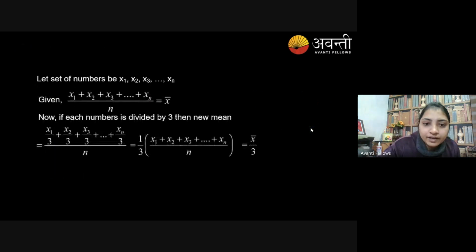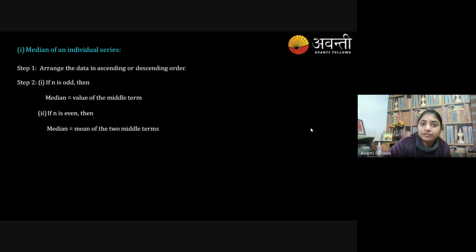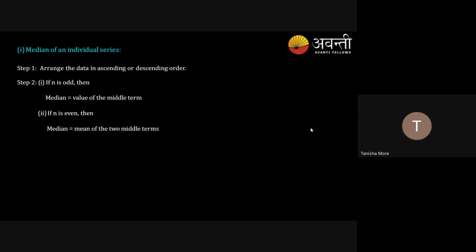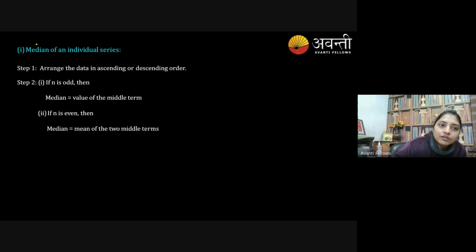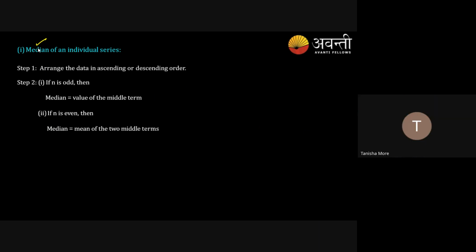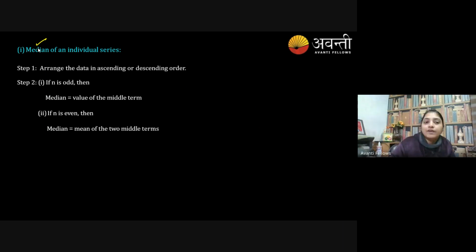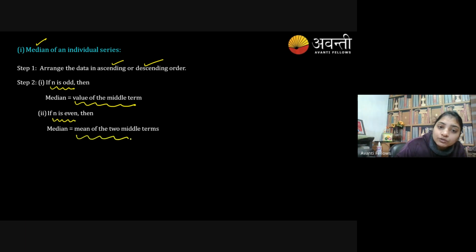So now we are going ahead with the median. Mean is clear to everyone. Remember, when you're talking about median, you need to first rearrange the data in ascending or descending order. If the number of items in the data is odd, then the middle term will be the median. If the number of data is even, then the median will be the mean of the middle two values.